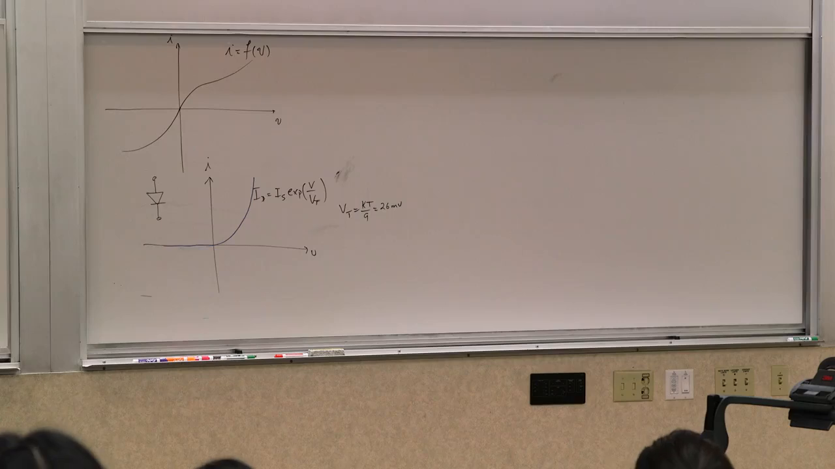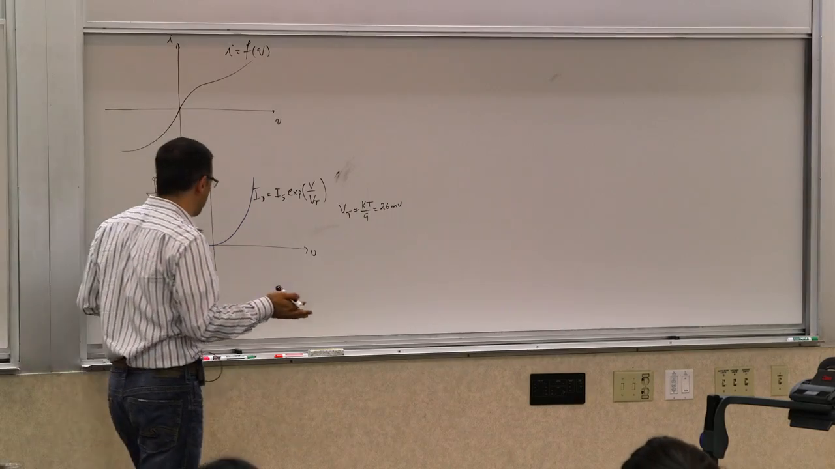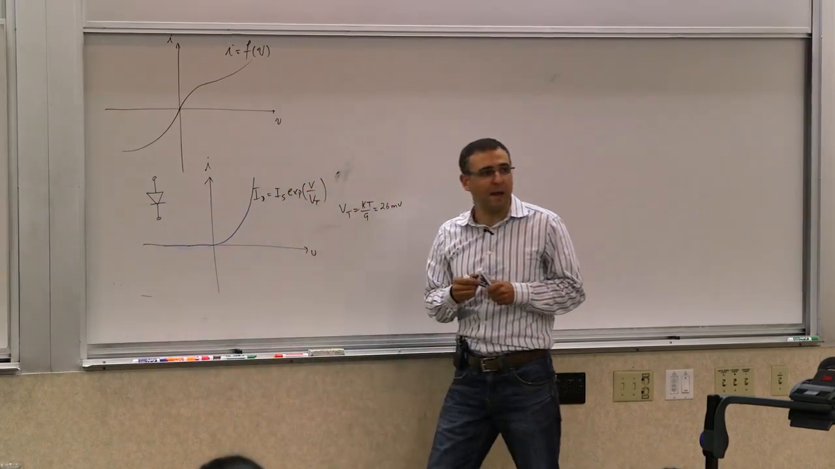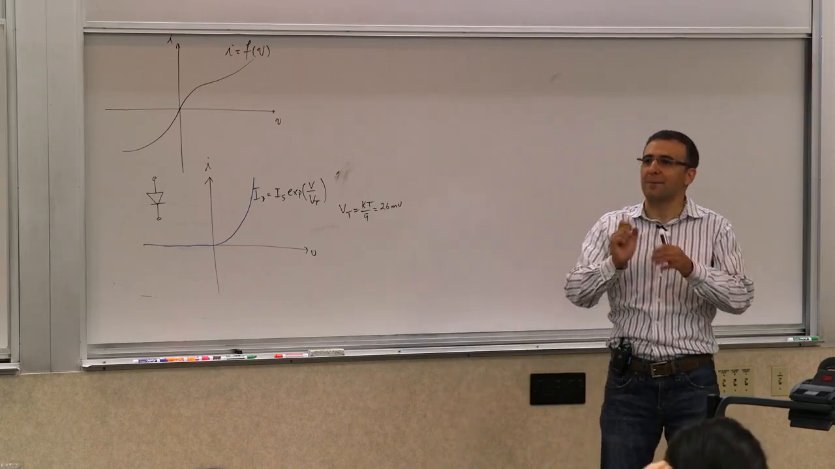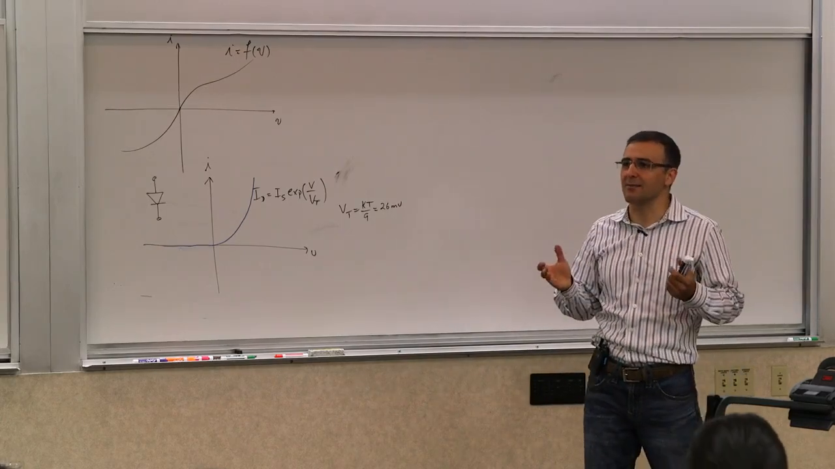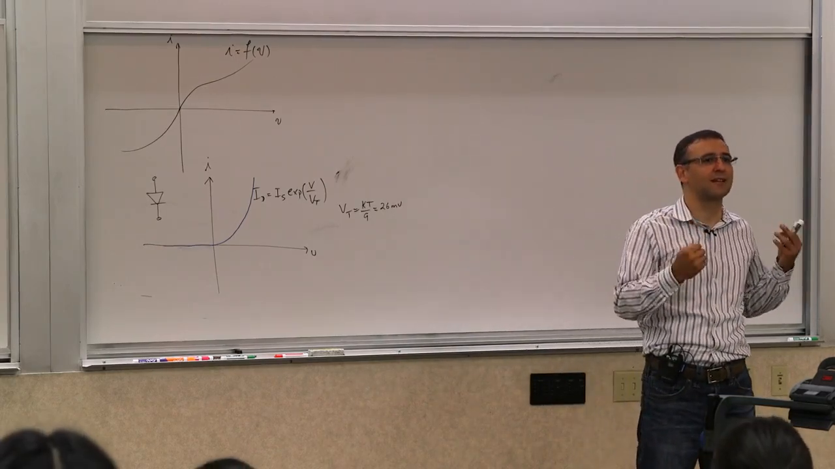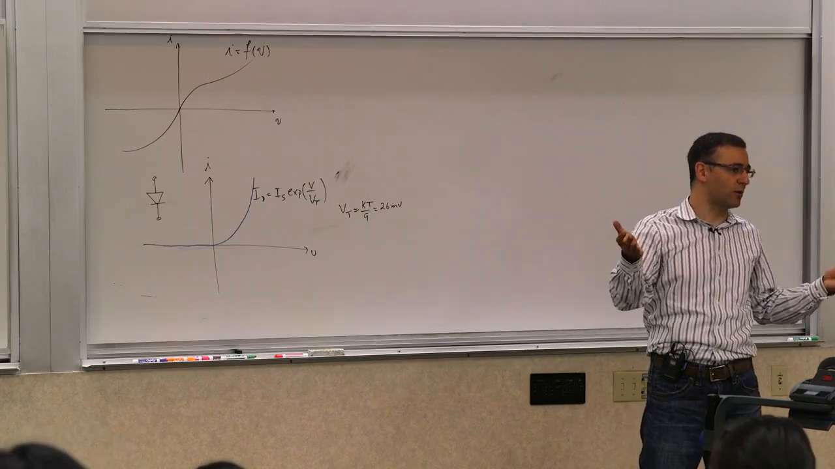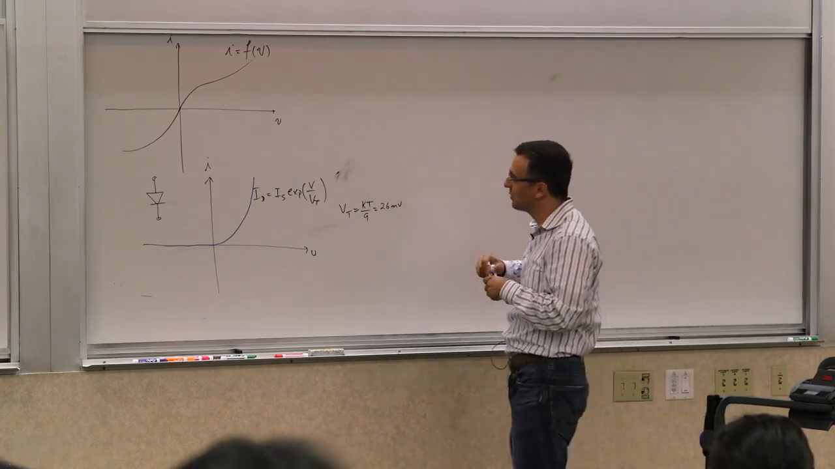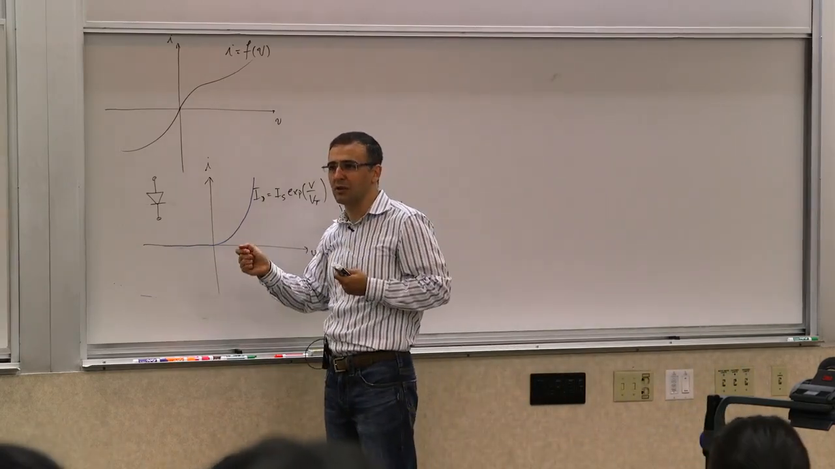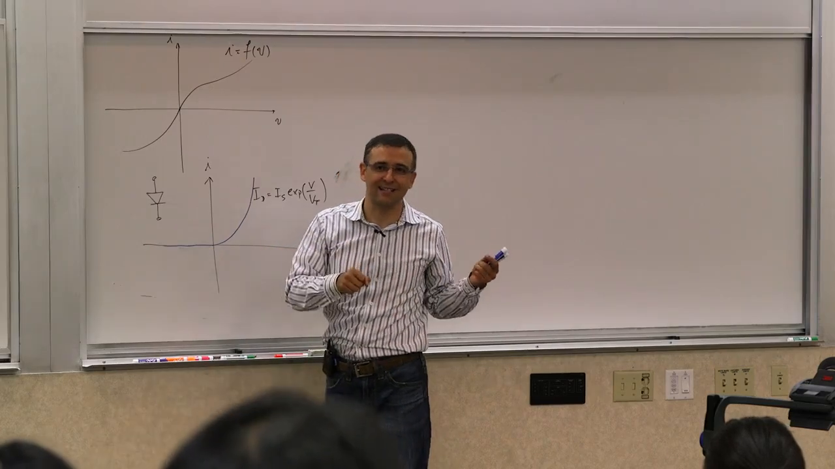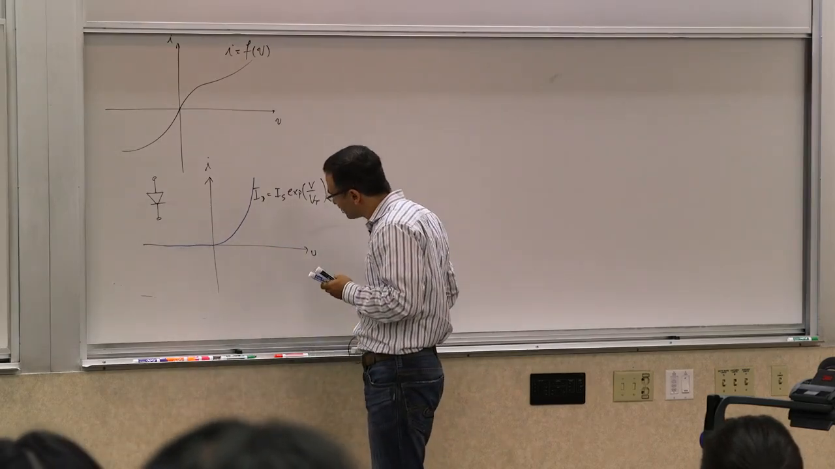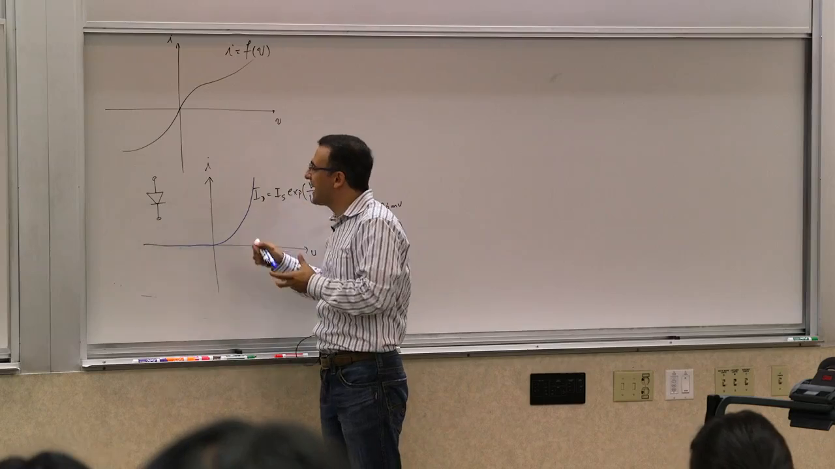Now, this is what a realistic diode behavior looks like. But in practice, we would like to abstract things and simplify them. We want to create models that are simple enough that we can deal with, and then build up upon those, making it as complicated as we need to, as opposed to as complicated as it is. So what is the simplest abstraction of this thing?